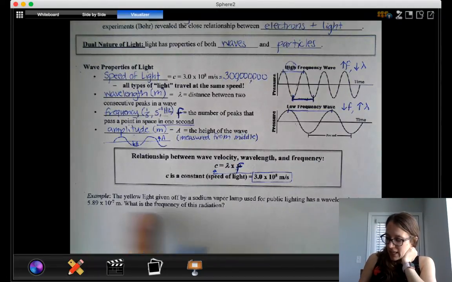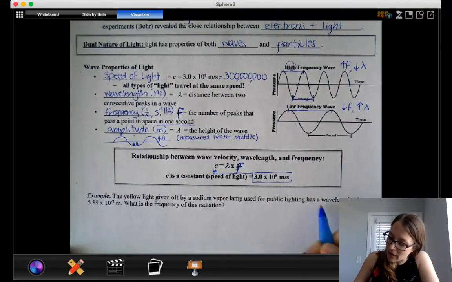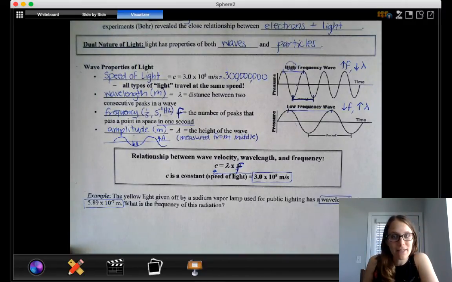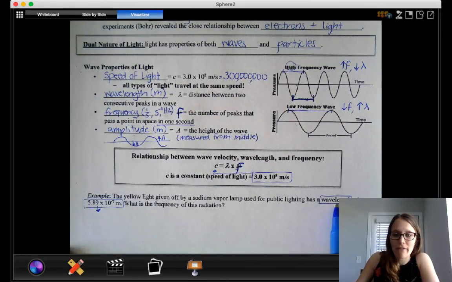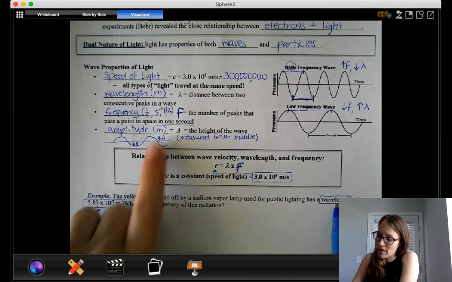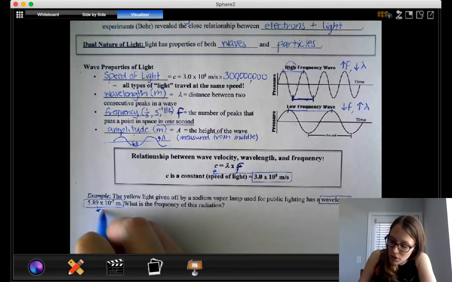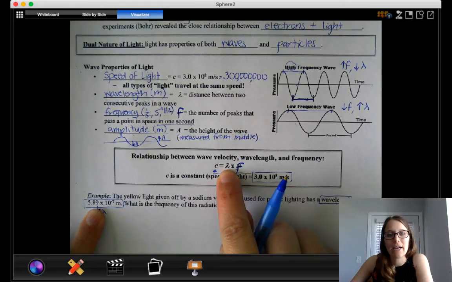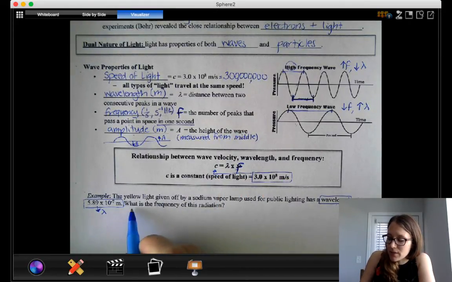So example, the yellow light given off by a sodium vapor lamp used in public lighting has a wavelength of, and here's our first variable. When I read problems, I always label what the variables are. So this number right here is wavelength, and our symbol for wavelength in our equation is represented as the lambda. So I'm just going to write that symbol here. That tells me that this number is going to get plugged in right where I see that lambda symbol in my equation.